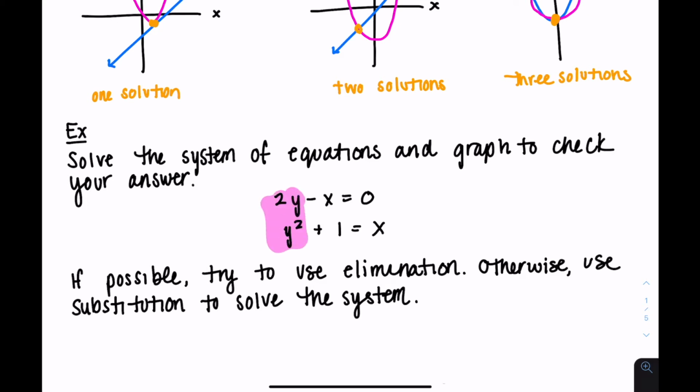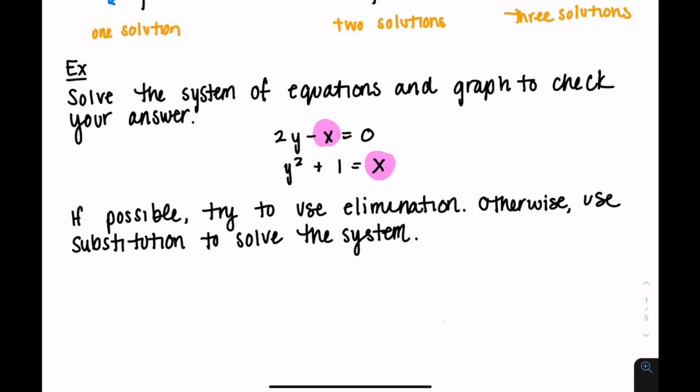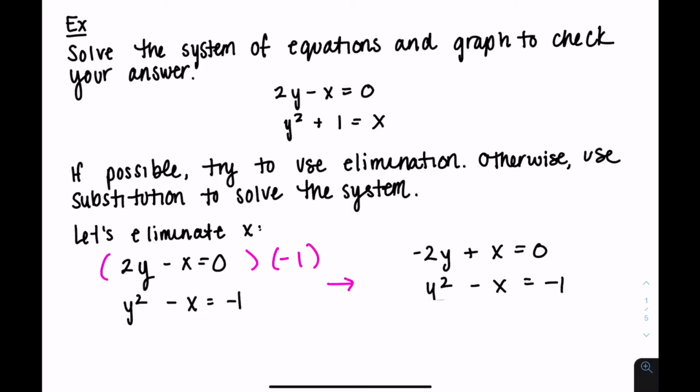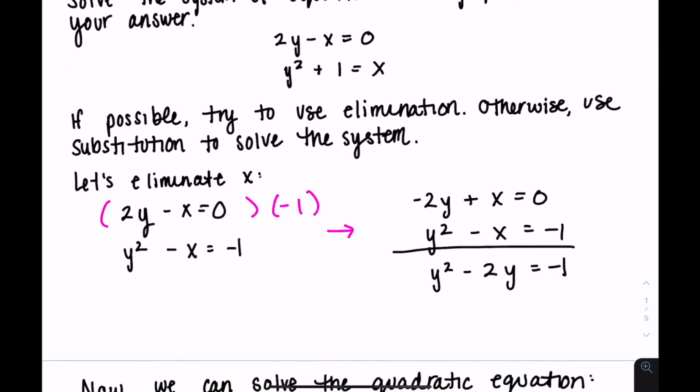And in this case, it's going to be hard to eliminate these y values because you have a y and you have a y squared. But I have x's here. So let's go ahead and eliminate x for this specific problem. So I've got my system, and I'm going to move this x over to the other side, the 1 to the other side, to get y squared minus x is negative 1. Now if I want to go through elimination, I need to multiply one of these equations by negative 1. So let's just do this top equation. So that's going to give us minus 2y plus x equals 0. And then we've got y squared minus x equals negative 1. And I want to go ahead and add these together. My x's cancel, and I'm going to get y squared minus 2y equals negative 1.